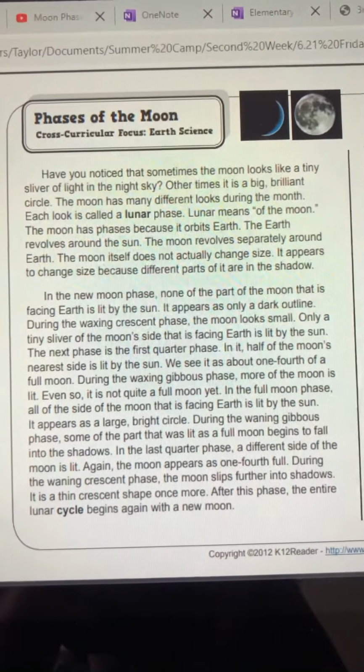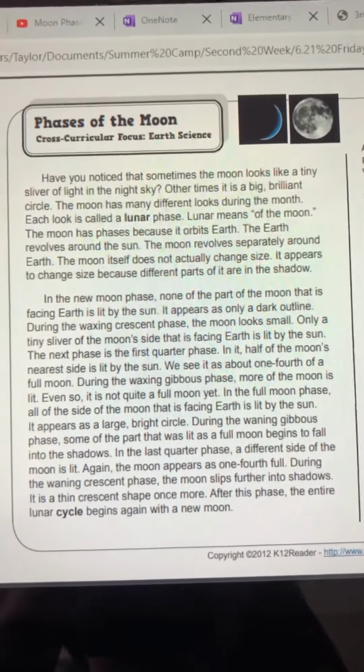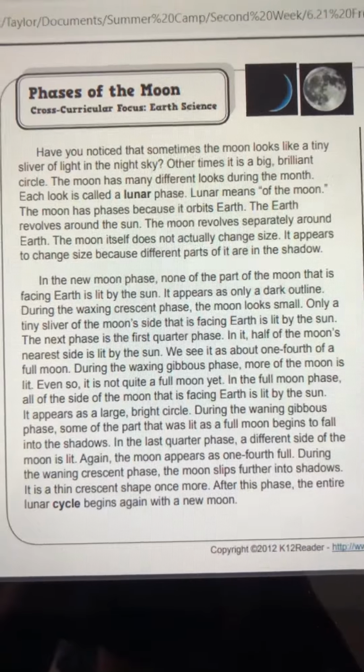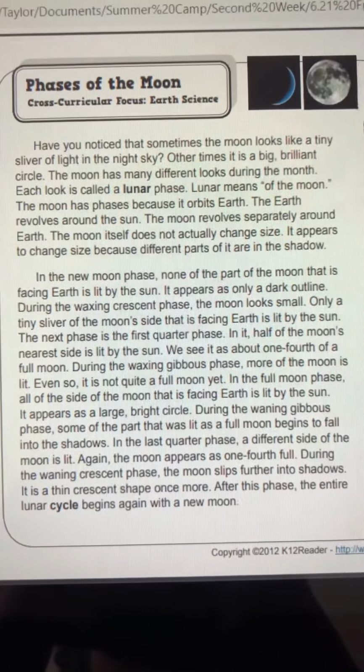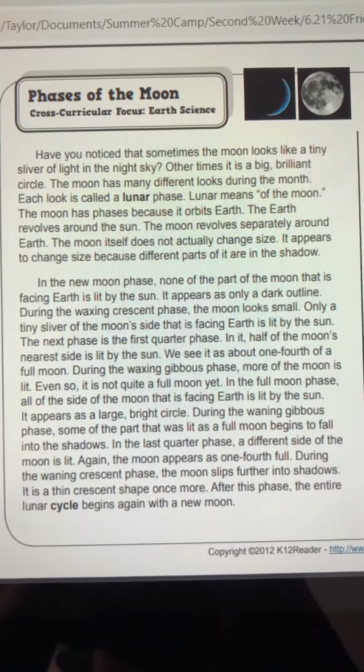We're going to read this article together and then you are going to answer some questions. So it's going to be on phases of the moon, and just follow along with me as I read. Have you noticed that sometimes the moon looks like a tiny sliver of light in the night sky? Other times it is a big, brilliant circle.